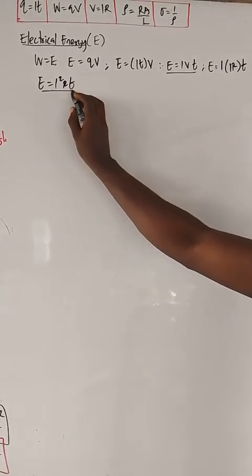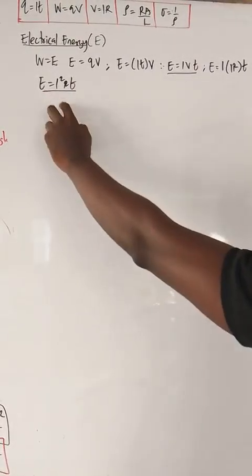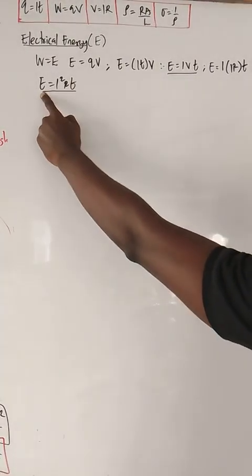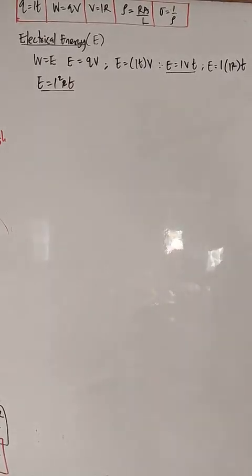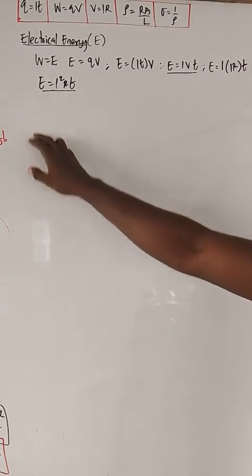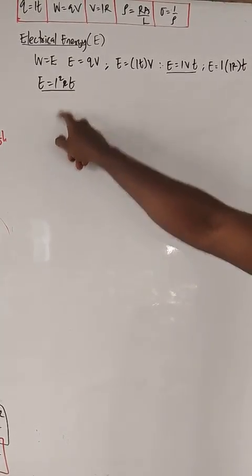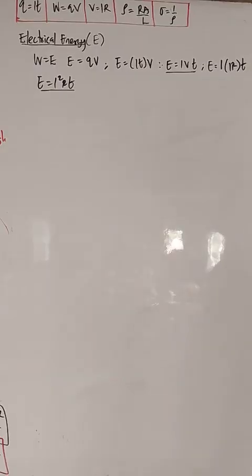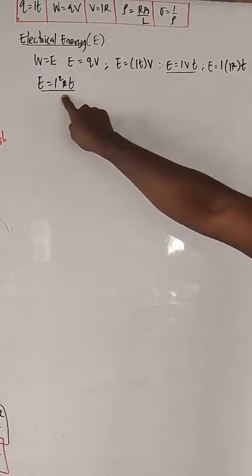This is another formula for electrical energy. And actually this is what we normally use. The more the resistance of a conductor, the more the heat energy that will be developed. This is called Joule's law of electrical conductor. It says the heat developed in the conductor is proportional to the square of the current passing through it and its resistance.